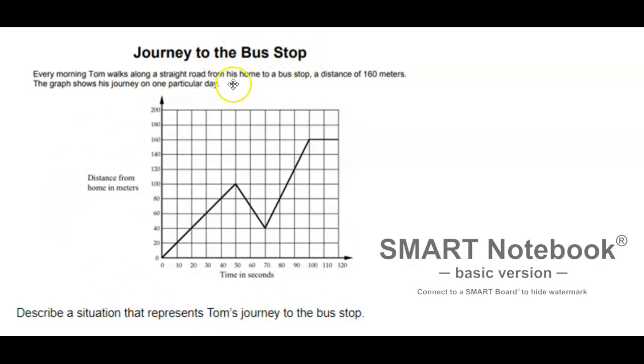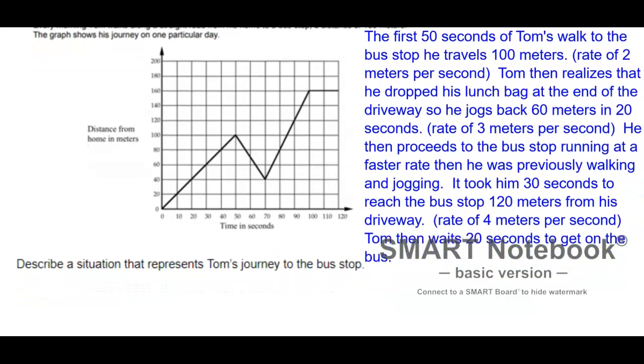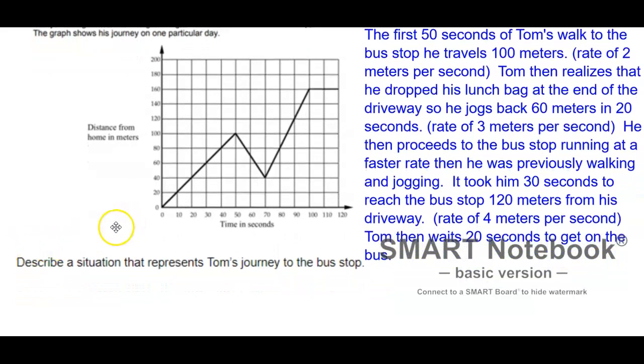So you put that together and you put it into words. I've summarized what we just talked about here. In the first 50 seconds of Tom's walk to the bus stop, he travels 100 meters at a rate of 2 meters per second. He realizes he dropped his lunch bag at the end of the driveway, so he jogs back 60 meters in 20 seconds, a rate of 3 meters per second. He then proceeds to the bus stop running at a faster rate than he was previously walking and jogging. It took him 30 seconds to reach the bus stop 120 meters from his driveway, a rate of 4 meters per second. Tom waits 20 seconds to get on the bus.